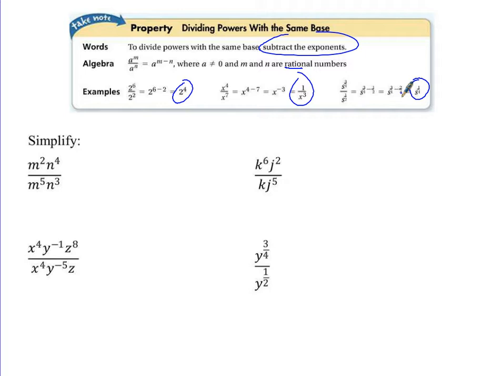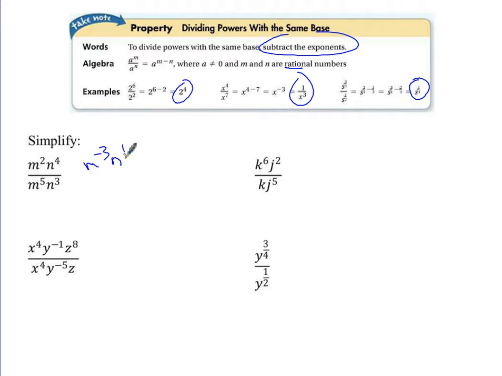So that's if you have just a couple of things. Now what you're going to be given is a bunch of things being divided. You just divide the like bases, and then you write down your answer, and then you take care of negative exponents if you have any. So we have m squared divided by m to the 5th. What do we get? M to the what? Negative 3rd. It's 2 minus 5, which is negative 3. Top minus bottom. So we have m to the negative third. And then we have n to the fourth divided by n to the third, which is n to the first.